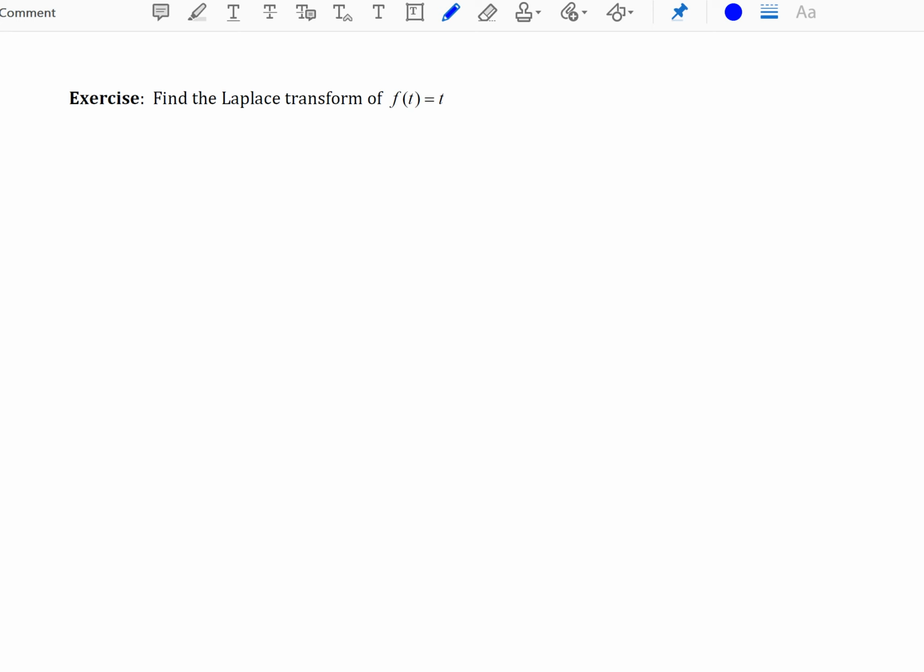Okay, I hope you paused your video and worked on this. Let's see how we did. To find the Laplace transform of f of t equals t, we'll write the Laplace transform of t is the improper integral 0 to infinity of e to the negative st times t dt.